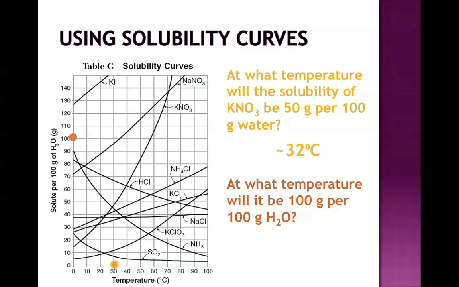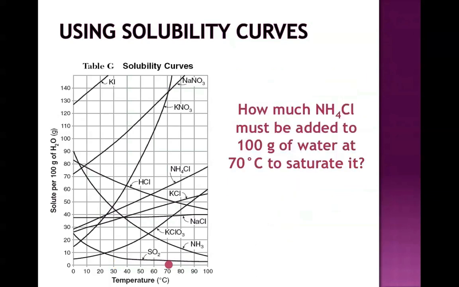At what temperature will it be 100 grams per 100 grams of water? So again, I would start over on the left, go across until I hit the line, and then go down so I can see the temperature. And I would get about 57 degrees Celsius. So pretty straightforward. I'm just starting with my grams of solute in order to figure out the temperature at which that solution would be saturated.